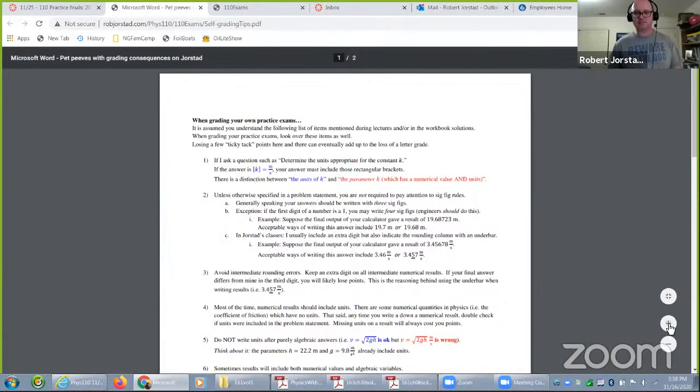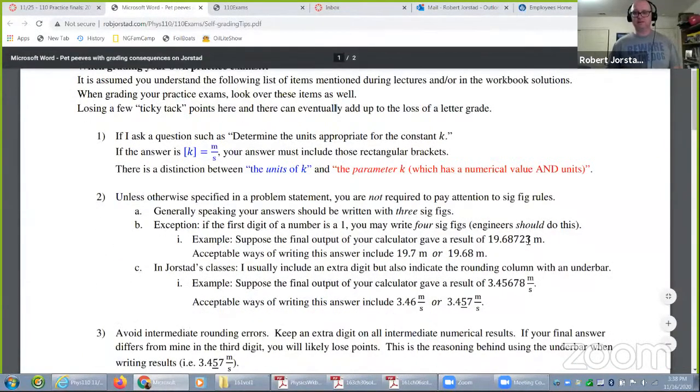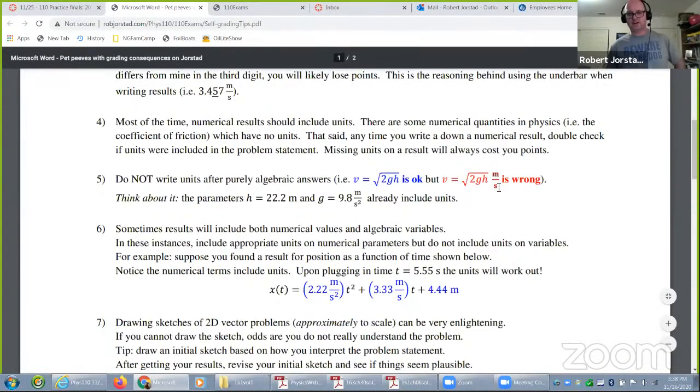What does that mean? I'm going to expect you to write your answers correctly. For example, you should not be writing answers with 70 billion sig figs. That will make me crazy, and that will cost you points. Usually you do 3 sig figs unless otherwise specified. You don't include units on an algebraic answer. So many times I see people write this and include the units. I just take off points.